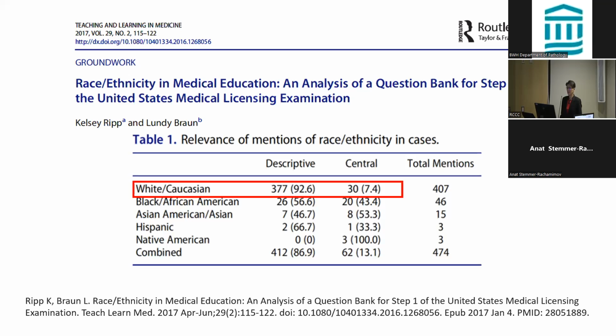Now, as we can see, let's focus here on white/Caucasian. You can see about 93% of the time, the person just happened to be white and it had nothing to do with getting to the correct answer. And about 7% of the time, it was central. And this was going to be hypertension, coronary artery disease, and cystic fibrosis.